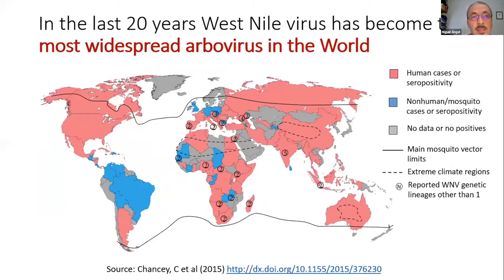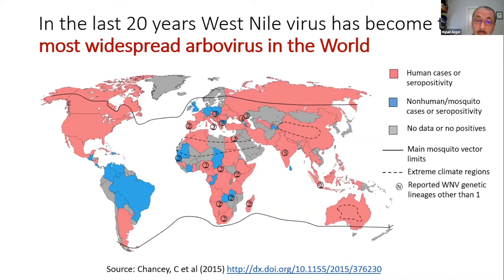In the last 20 years, West Nile virus has become the most widespread arbovirus in the world. You can see this represented in a world map in which the reddish areas are areas in which human cases were described, and blue is non-human, but animal or vector identifications of virus activity. You can see also the limits of the vectors in black lines, and extreme climate regions in which probably there is no activity or little activity of the disease.